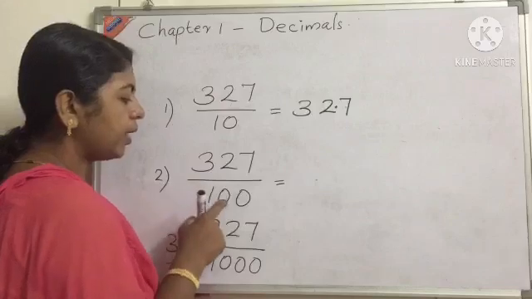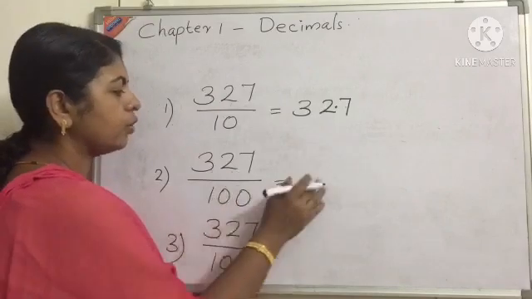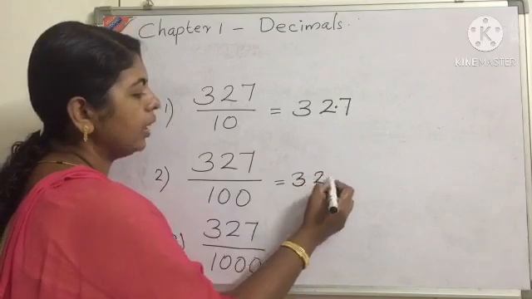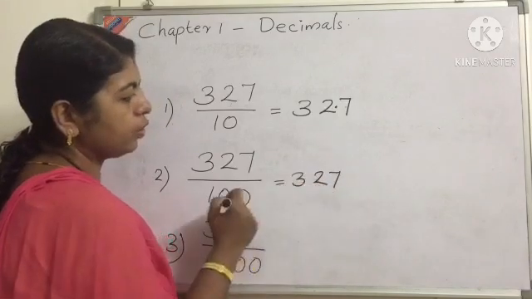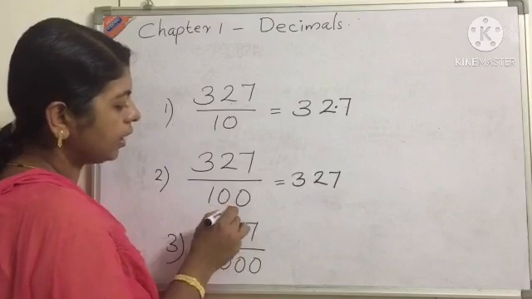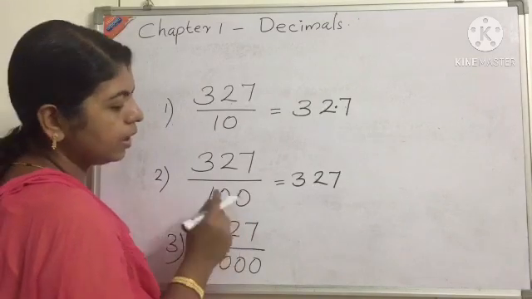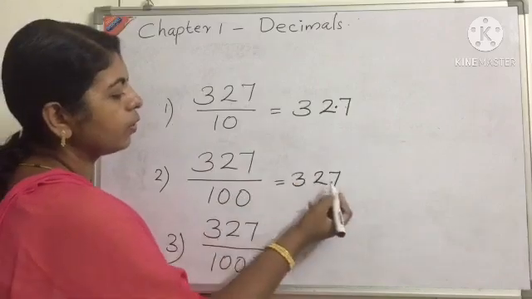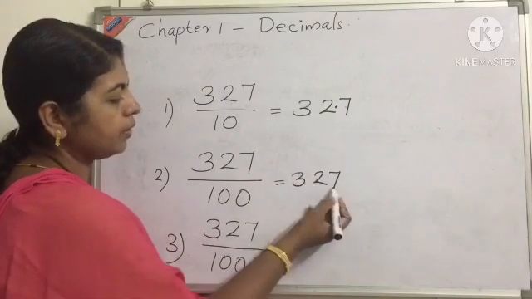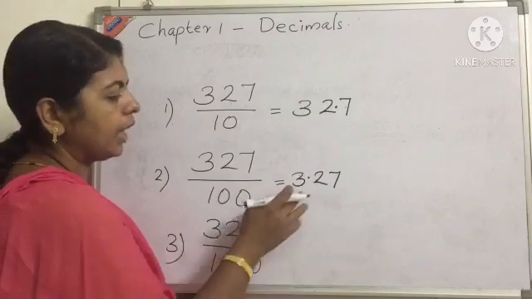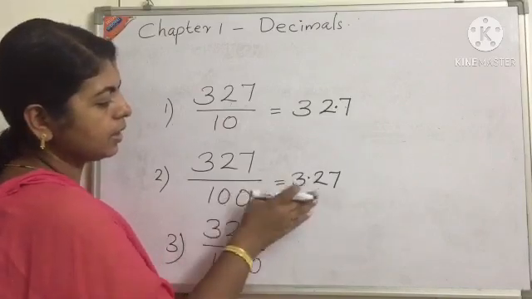Then the next one is 327 divided by 100. For that also, first we want to write 327. After that, how many zeros are there? Here 2 zeros are there. So we want to move from right to left, 1, 2. Here it is. So the answer is this one.